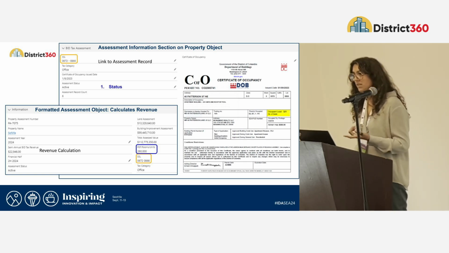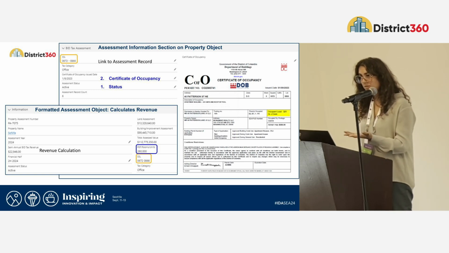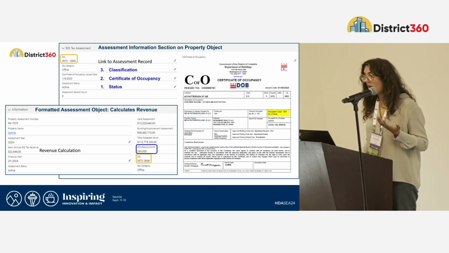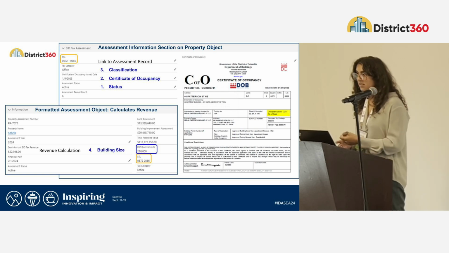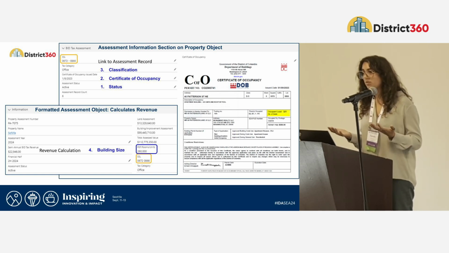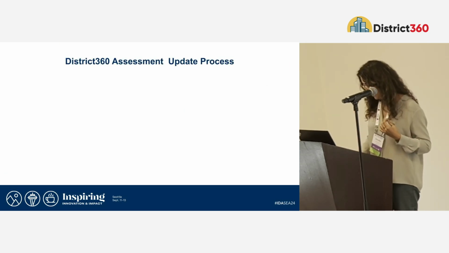So it's active, it's not exempt. This is the date of completion, so it was over a year ago, January 2023. It's office or commercial, and you can see the building size down here. And then if you look where it says revenue calculation, you can see it automatically calculates based on those four factors.